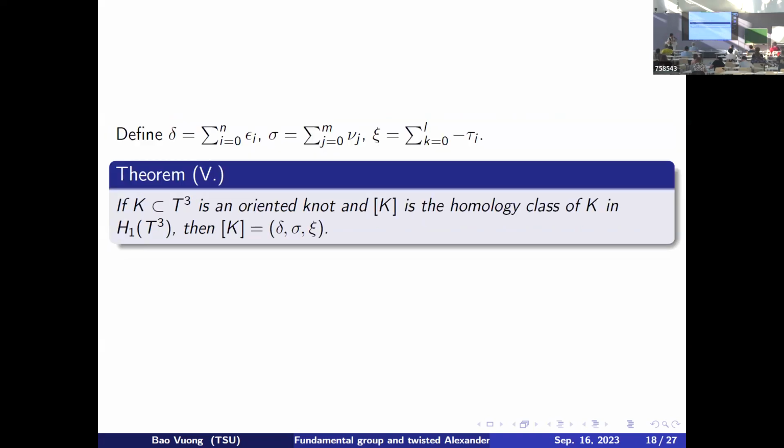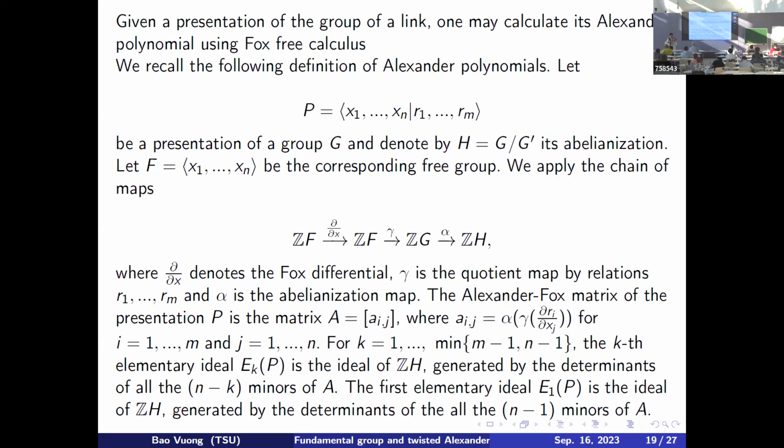And if we embed some knots and links in the three-dimensional torus, we have the homology type of the knot, as a curve in the three-dimensional torus, and we can define it easily from the diagram. Okay. And then when we have a presentation of the fundamental group, we can get the Alexander polynomial of the complement space.